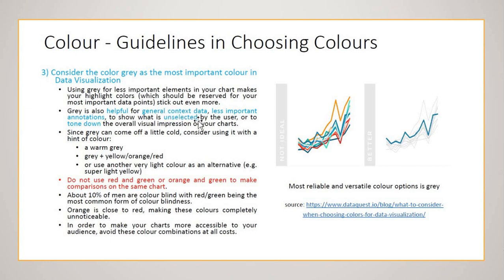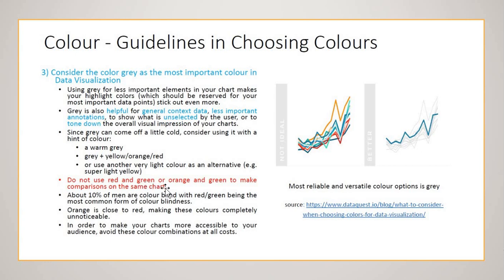Grey is also helpful for general context data, less important annotation, to show what is unselected by the user, or to tone down the overall visual impression of your chart. Meaning we don't want to highlight other things. We want to highlight only one trend that we want to show to the user. The others we can make grey. So these are combinations for grey. Grey plus grey with yellow, orange or red. Okay, another very light color, for example, super light yellow.